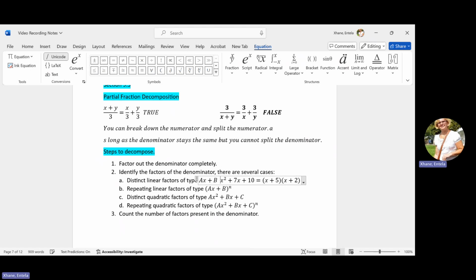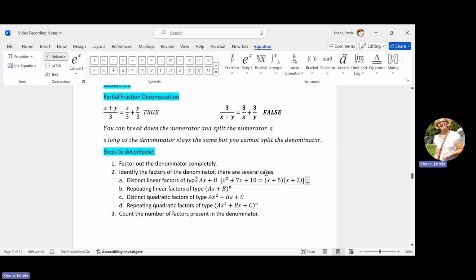And let me put square brackets so we can see the distinction. Now, let's say the denominator is x squared plus 7x plus 10, right? When I factor out, I get x plus 5 and x plus 2. That's what I'm calling a linear factor, a factor of the form ax plus b, where a is 1 in each of those cases, and then b in one of them is 5, and in the other it's 2. These are distinct linear factors, right?